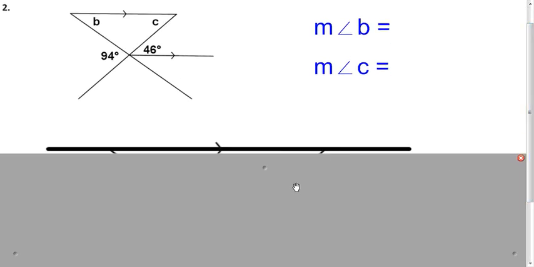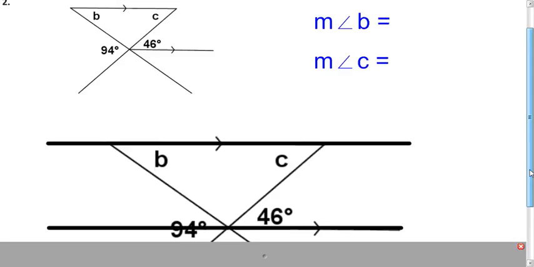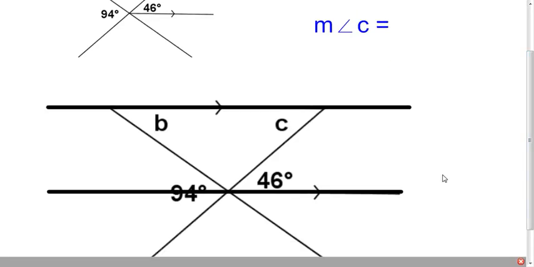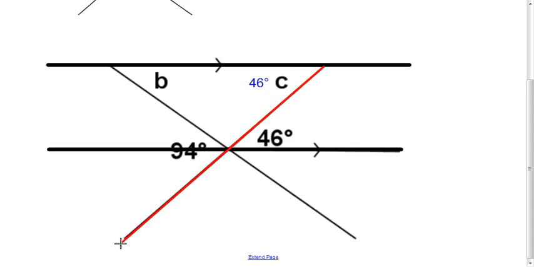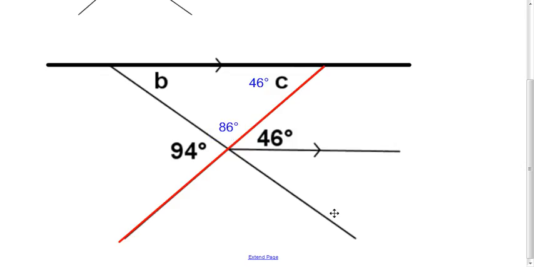So I thought finding C was actually a little bit easier here, a little more straightforward. So when I drew these auxiliary lines, I saw that 46 degrees, that angle here, is going to be alternate interior with angle C. So C must also be 46 degrees. And then I looked over at this line, one in red, and that forms a linear pair with the 94. And so that must be 86. 180 minus 94 is 86.